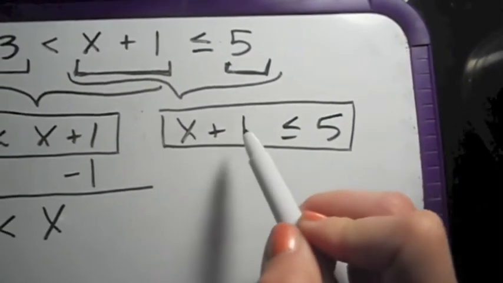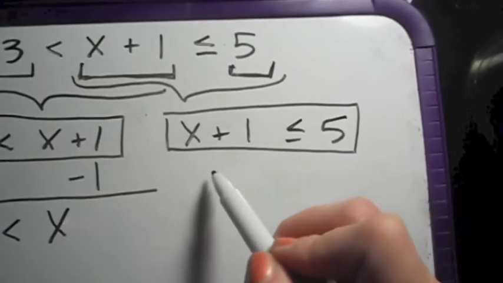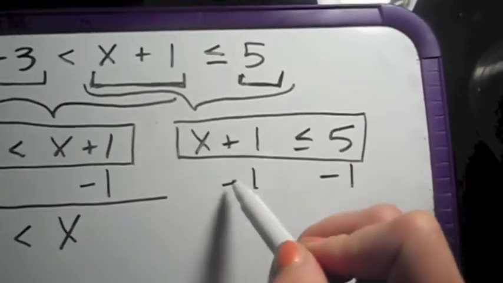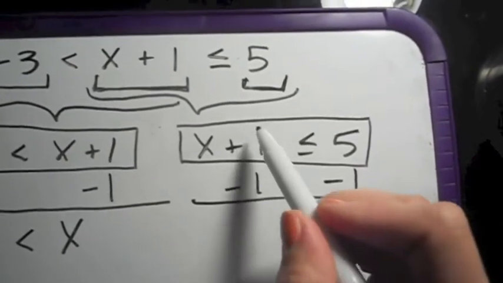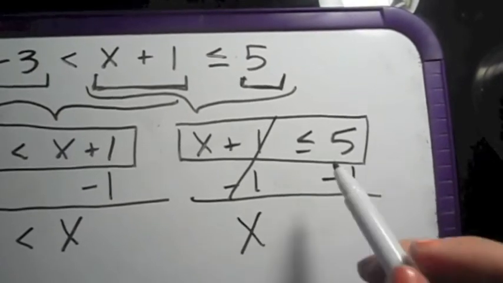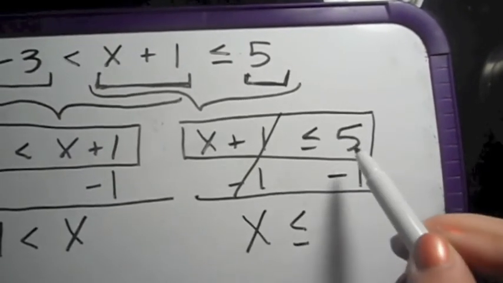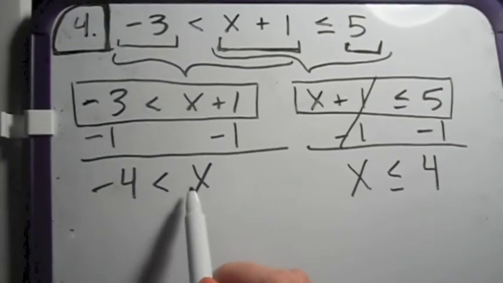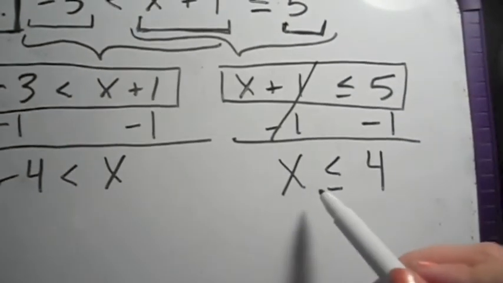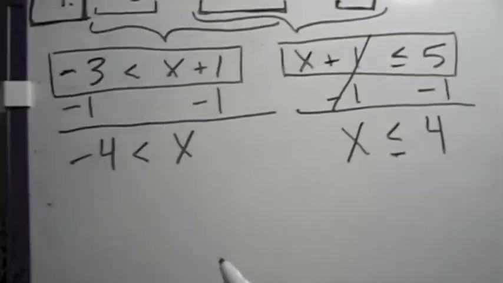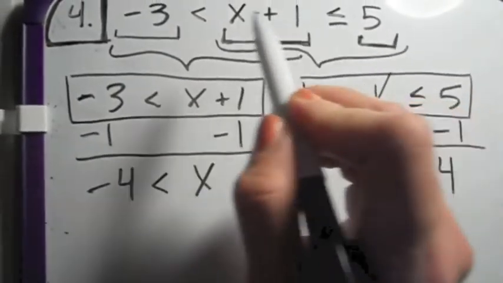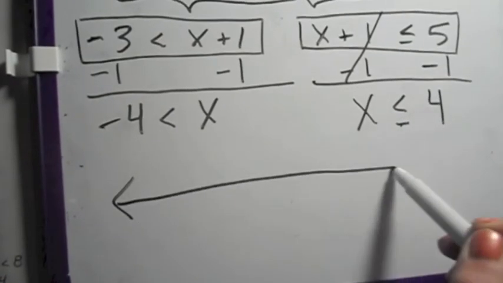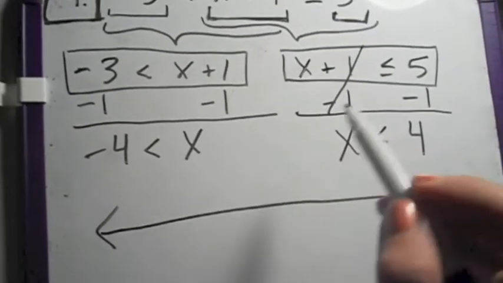I see x plus 1 is less than or equal to 5. This x needs to be by itself, so I subtract 1 from both sides. So the 1's cancel, we're left with x. Bring down the sign. 5 minus 1 is 4. So we know that x must be greater than negative 4, and x must be less than or equal to positive 4. This is an AND problem, an AND compound inequality, meaning the graph of these two inequalities will overlap.